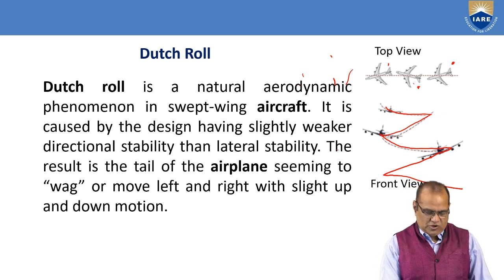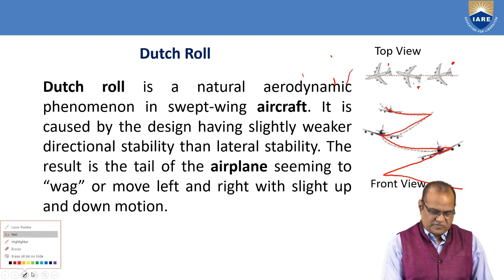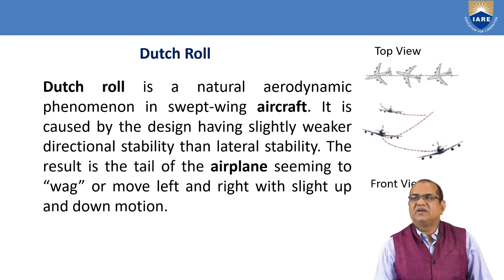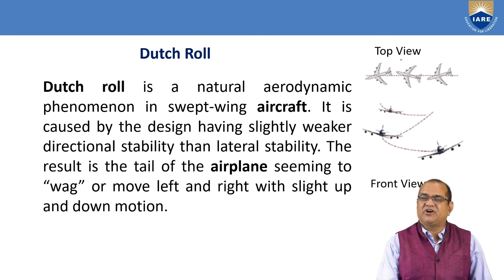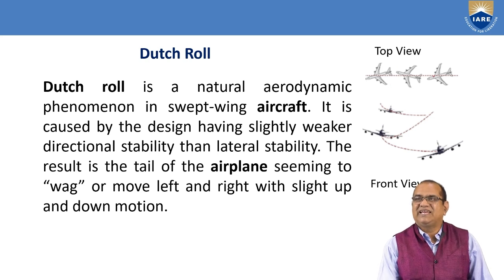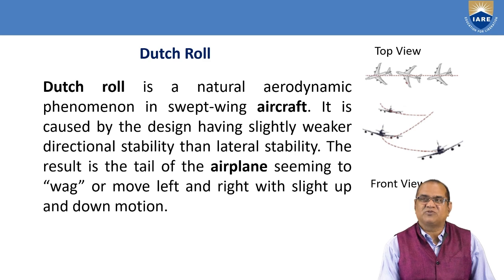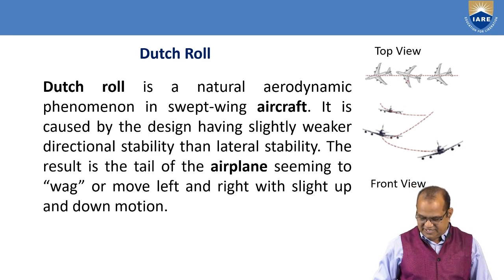So here I have shown the front view. If you see from the front, from the top or the bottom, you will see that the aircraft is moving in this direction. So this type of motion is called the Dutch roll.